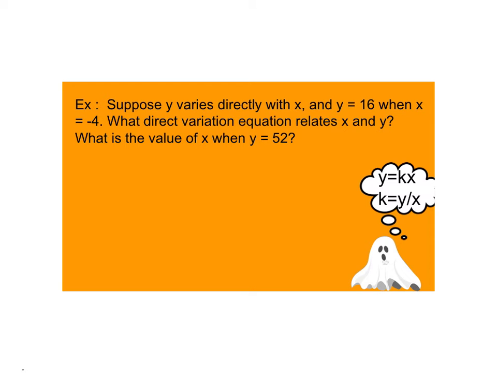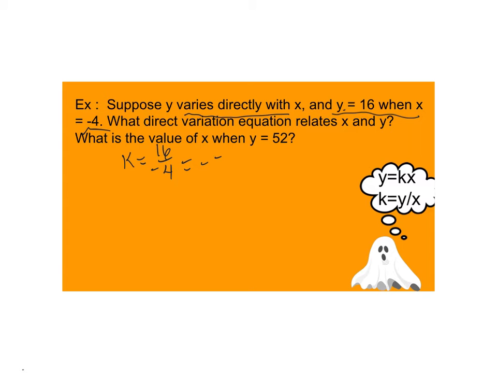So now we're going to solve for y. So we have the key phrase, y varies directly with x. So our first thing we need to find is our k. So we have this information here. So we're going to have k equals 16 divided by negative 4, and that's going to be negative 4.